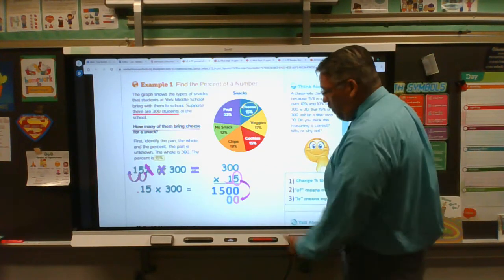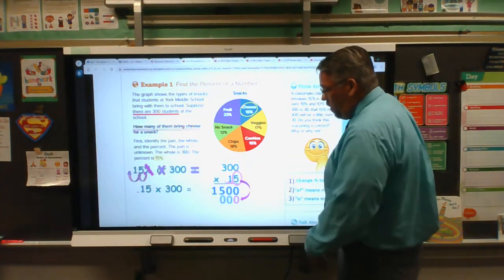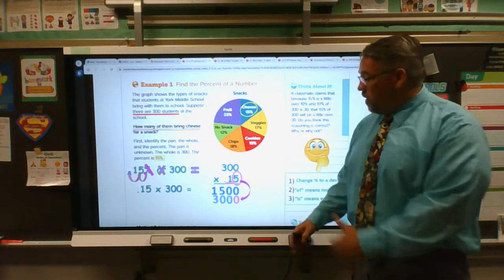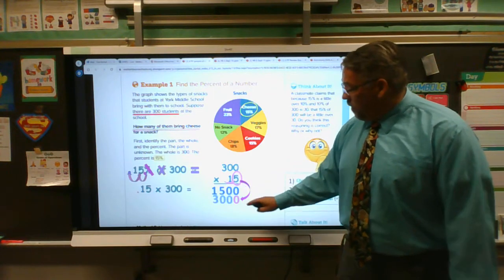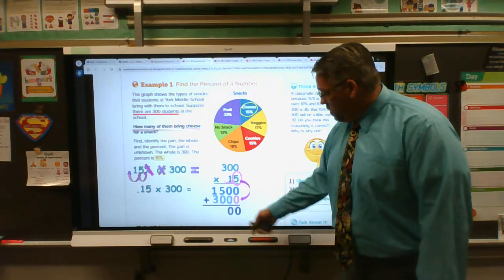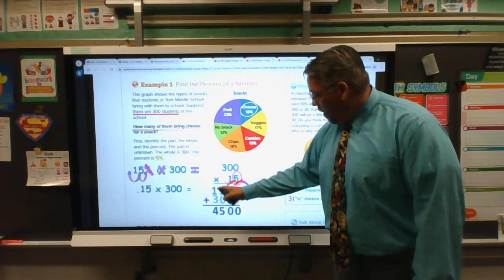So I have 1 times 0, which is 0, 1 times 0, which is 0, and 1 times 3, which is 3. Once I've done my multiplication with all of my digits down here, I simply add them together. I have zeros, zeros, and then 5 and a 4.